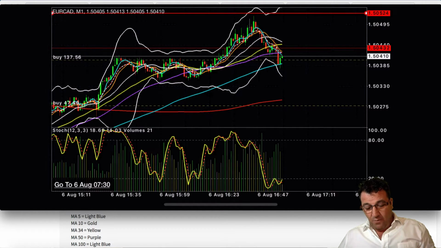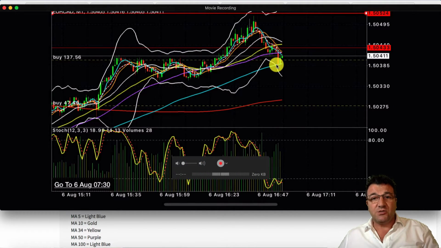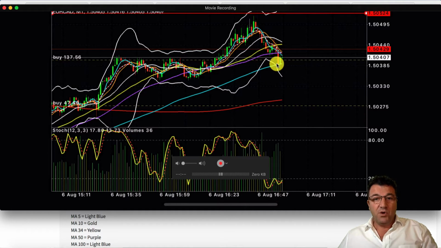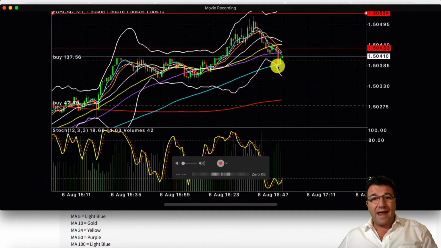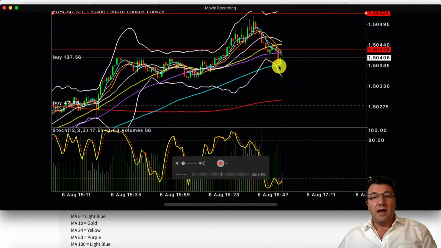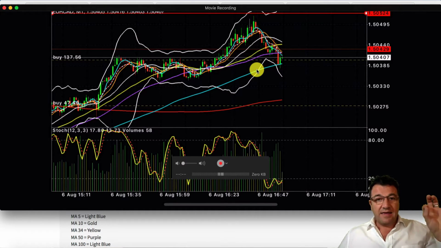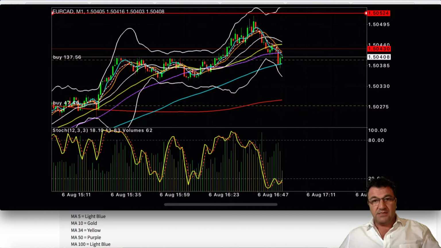So let's look at the M1. Okay, and this is where we are. So we're again on the blue line. This is the blue 100. It's the closeout of the last 100 moving candles on this time frame, and this is the M100.